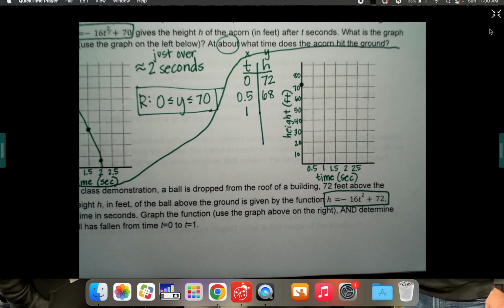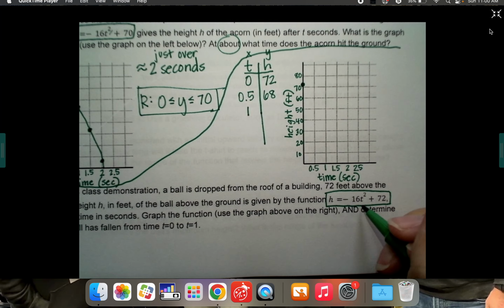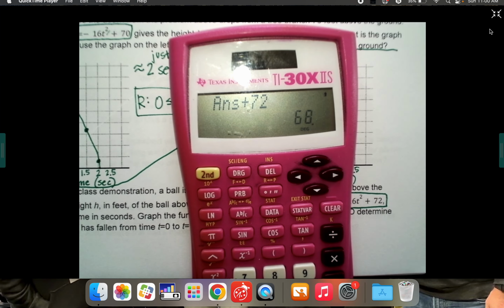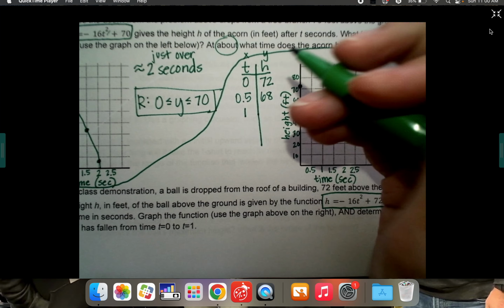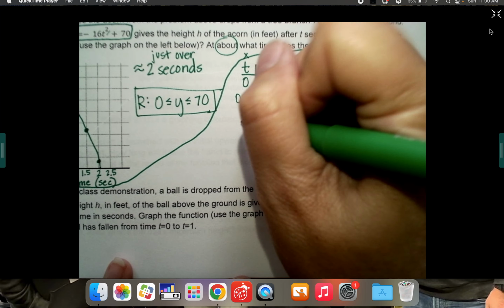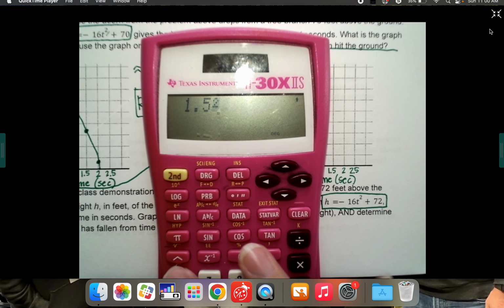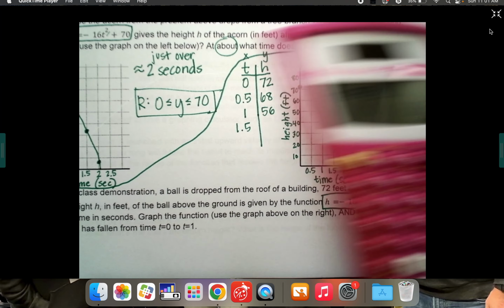Okay, after 1 second, let's see how far it's fallen. 1 squared is 1, times -16 is just -16. So we just need -16 plus 72. 56. Okay, at 1.5 seconds, 1.5 squared times -16, and then we need to add that 72, is 36.